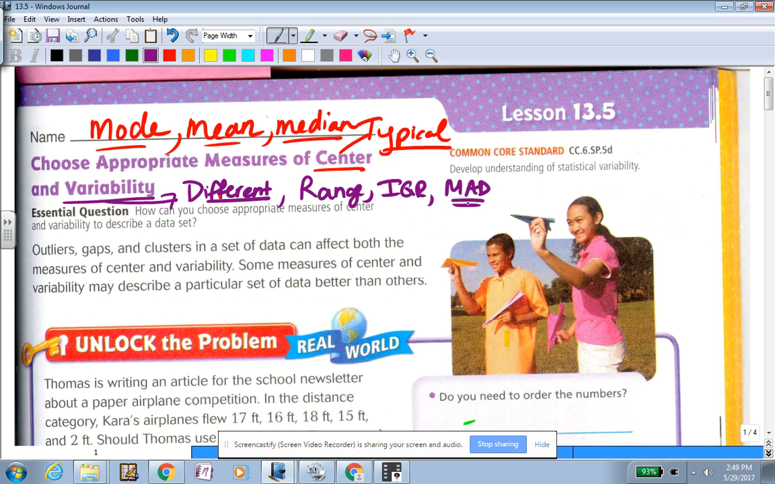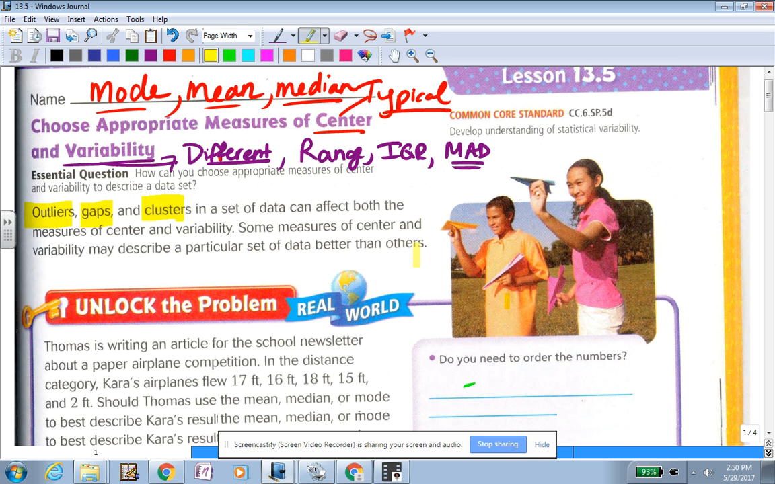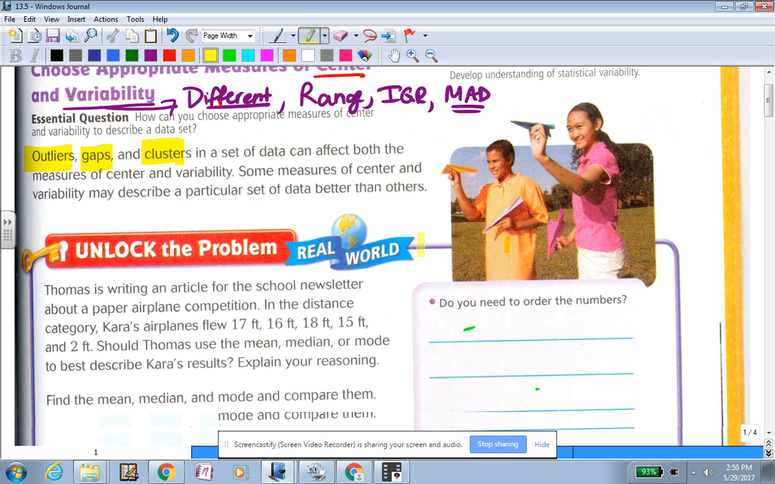Underneath, the essential question asks how you can choose appropriate measures of center and variability to best describe a data set. It says that outliers, so remember what an outlier is, right? Gaps and clusters often can affect measures of center and variability. Some measures of center and variability may describe a particular set of data better than others. Okay, so that's good, important information to keep in mind.